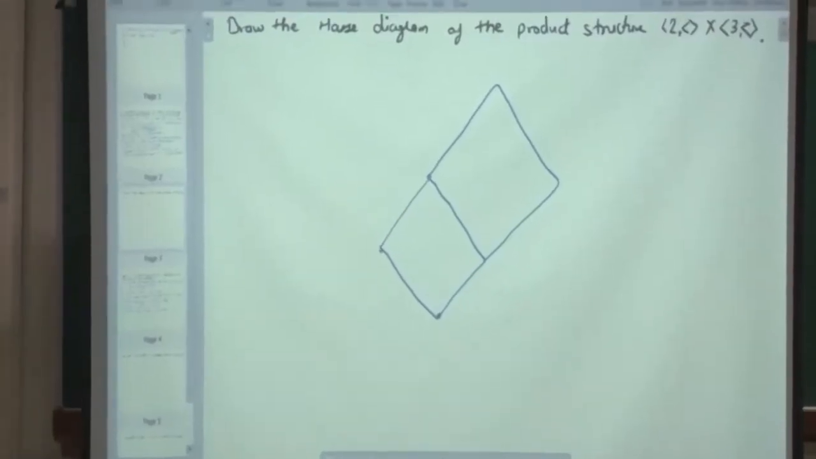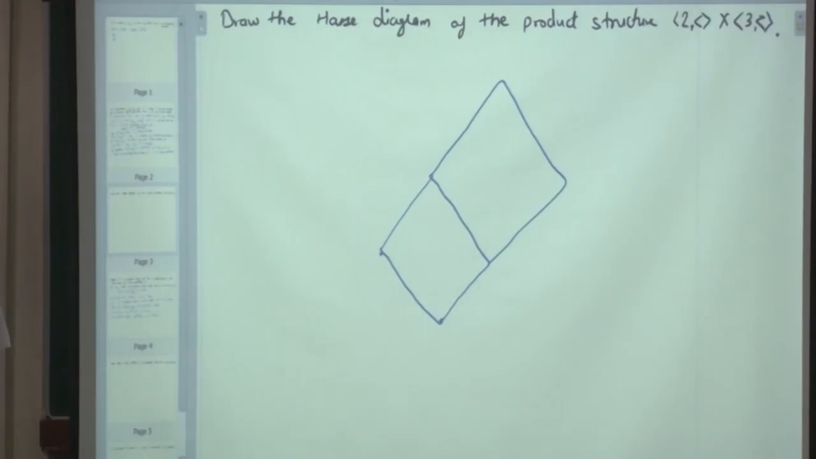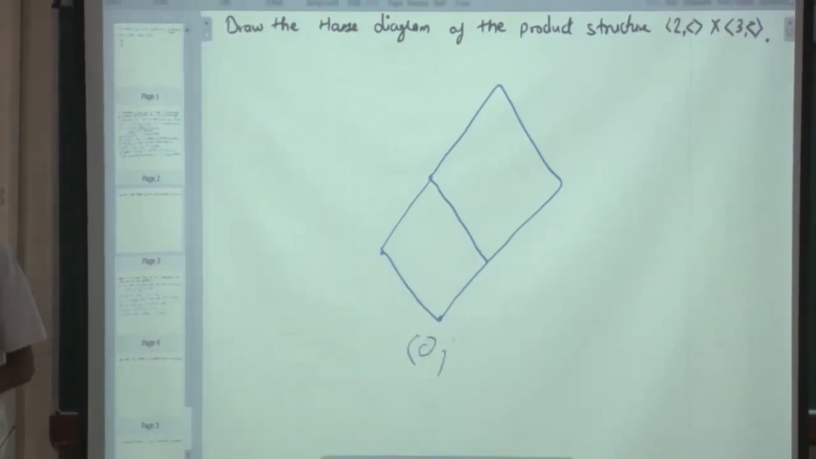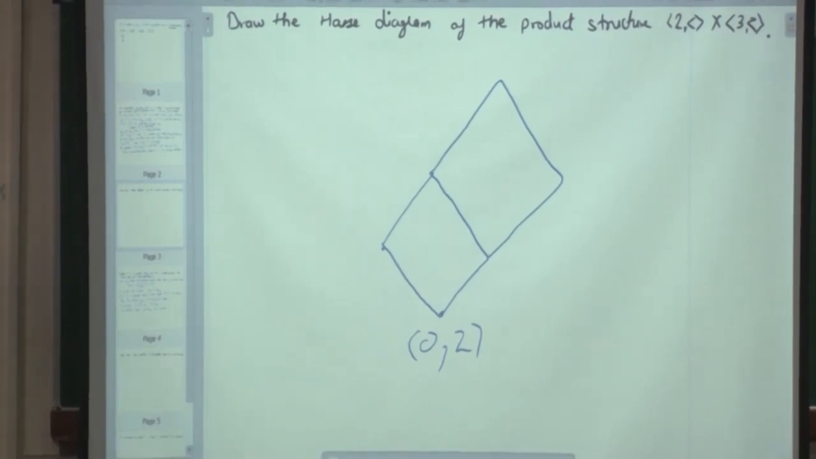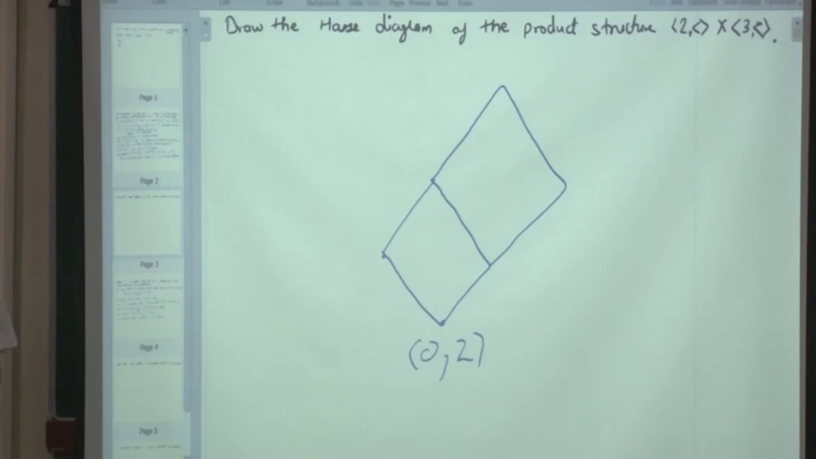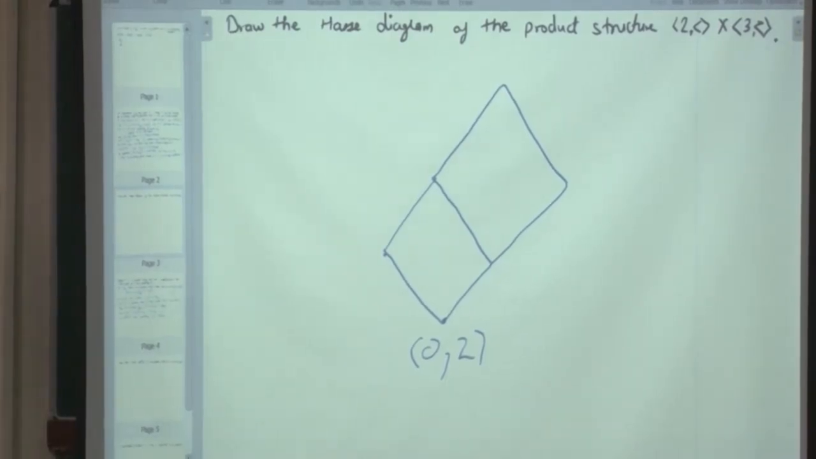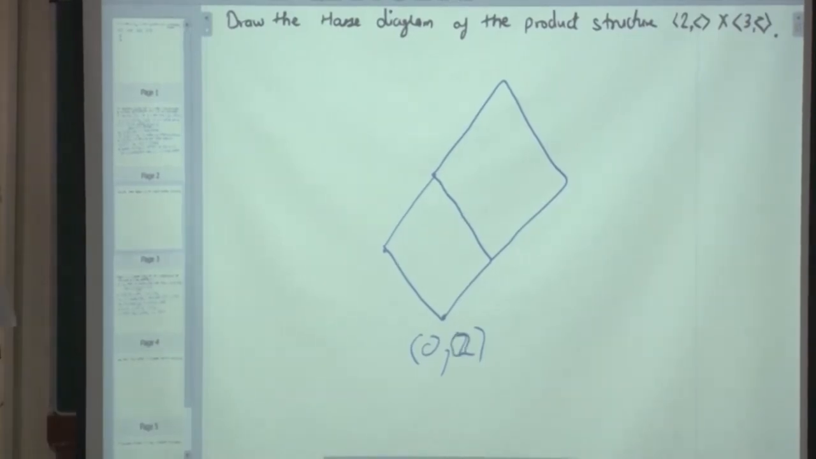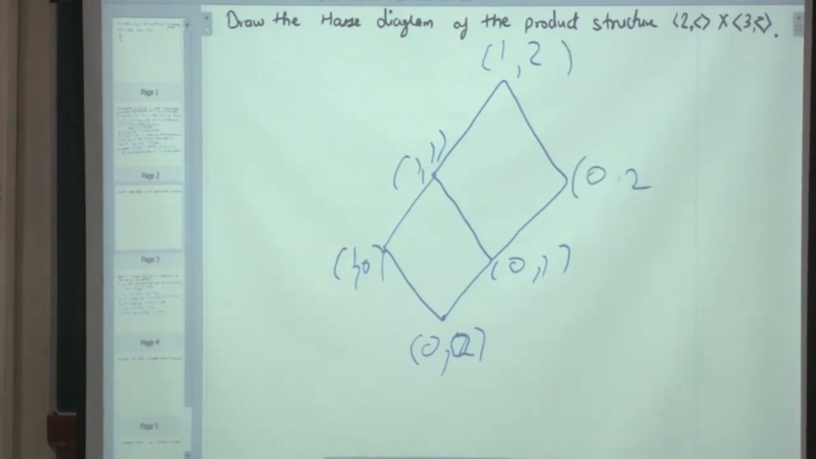This is a very simple structure. If you don't number them, then 0, 2 appears at the bottom. Oh wait, I have numbered them differently. You should call them 0,0 and 0,1 and 0,2. So this will be 0,0, yes. That will be 1,0. Then 0,1, 1,1, 1,2, correct. 0,2, okay.